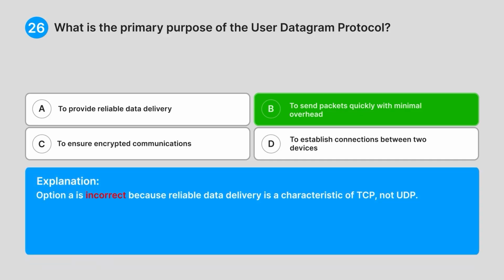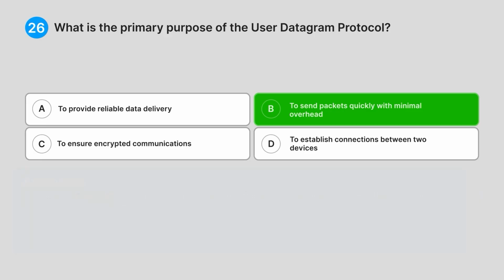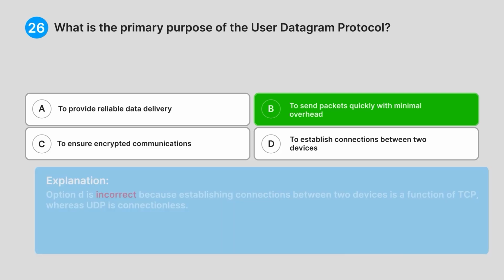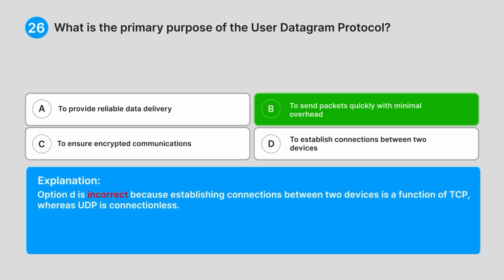Option A is incorrect because reliable data delivery is a characteristic of TCP, not UDP. Option C is incorrect because encrypted communications are handled by security protocols like TLS or SSL, not UDP itself. Option D is incorrect because establishing connections between two devices is a function of TCP, whereas UDP is connectionless.